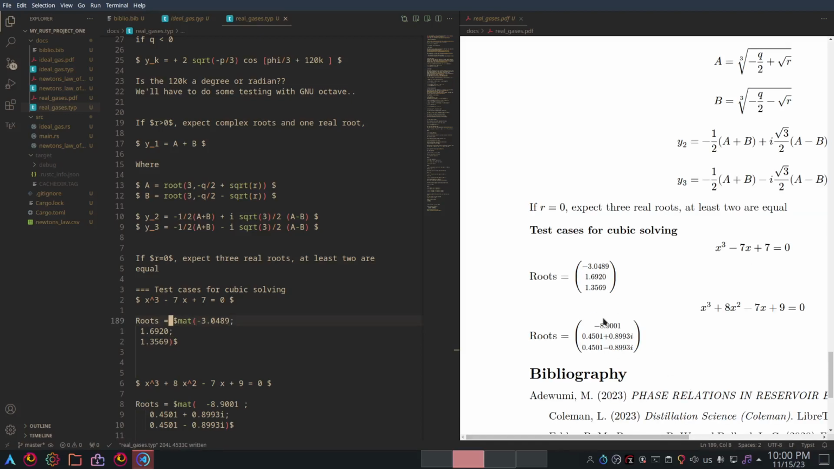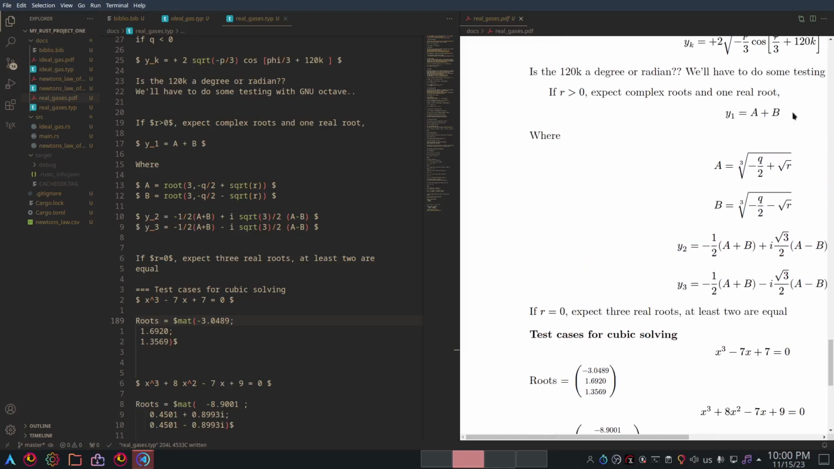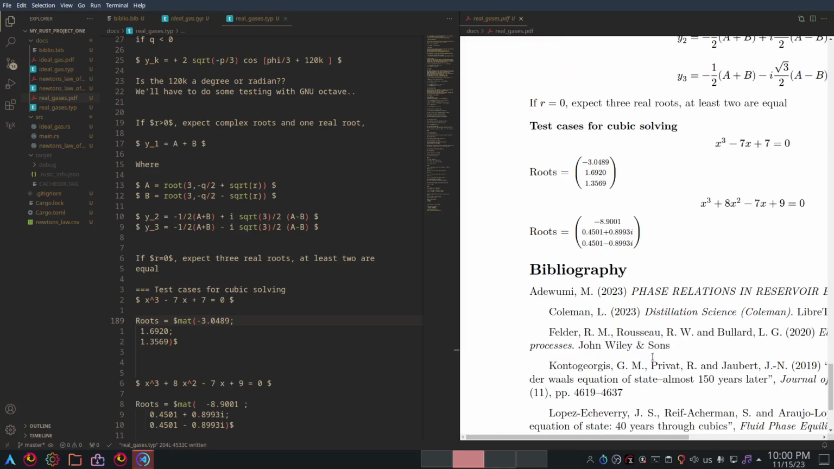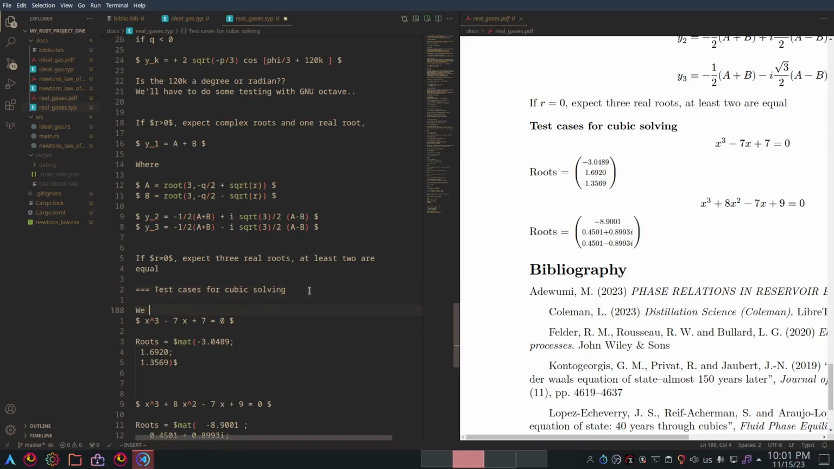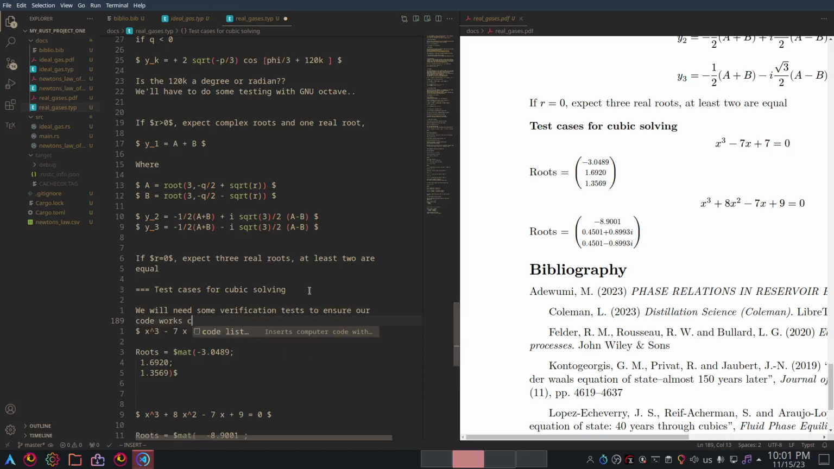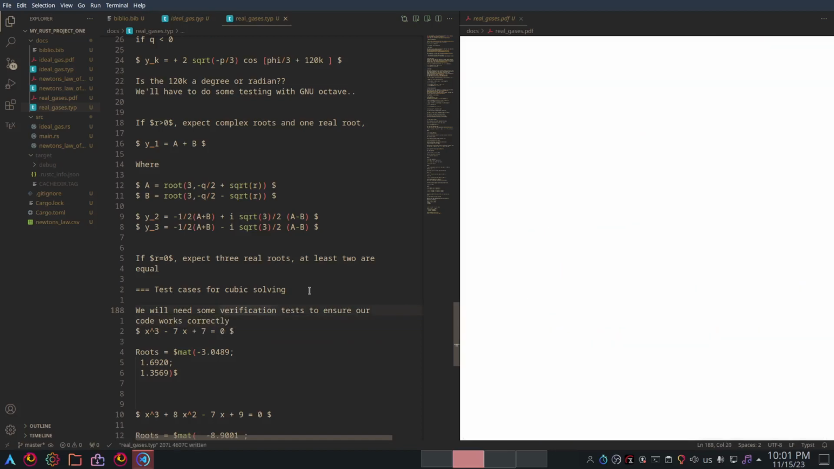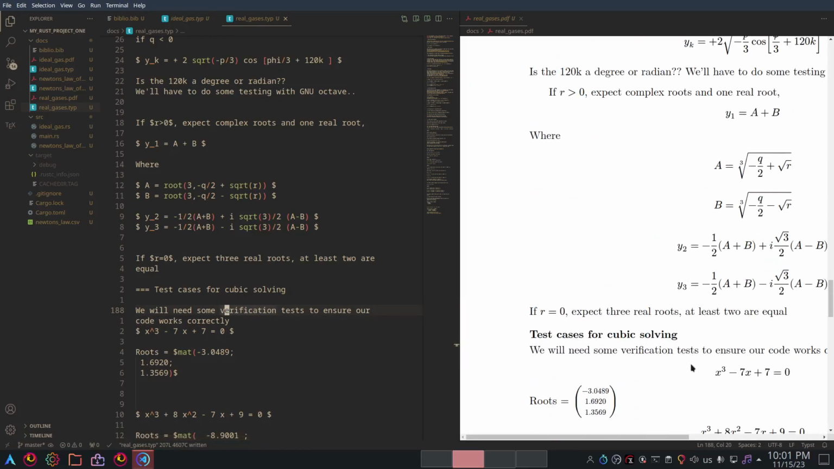So this will be our real root. This will be our complex roots. So at least we have 2 test cases with which to test our code. So we'll have good references with which to start. Those are very important if you want to actually code. We always need to do some testing. We will need some verification tests to ensure our code works correctly.